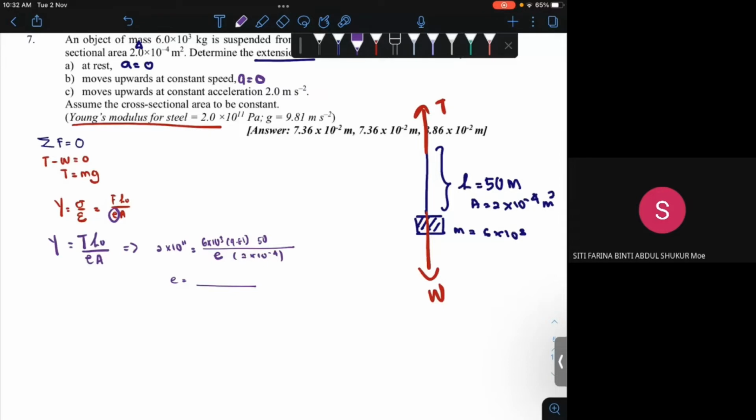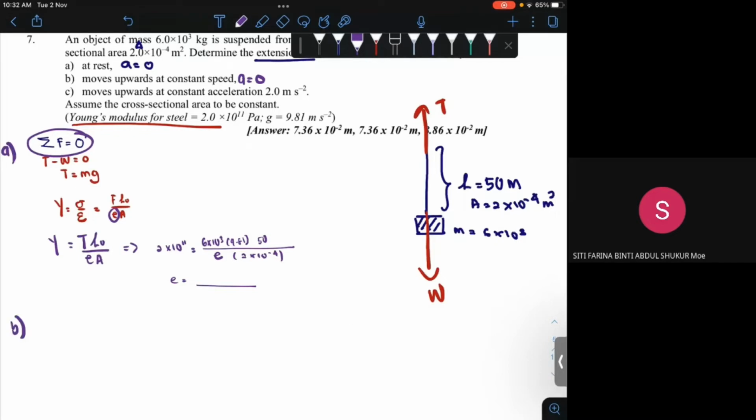So since the acceleration is equals to 0, summation force kita masih kosong. So these two forces are equals to each other. So case kita sama dengan case A tadi tu. This is A, now B.